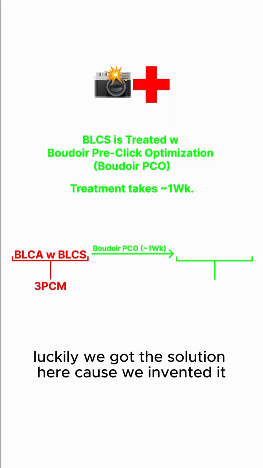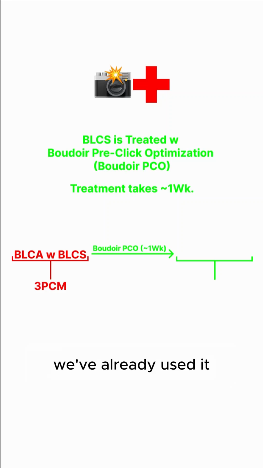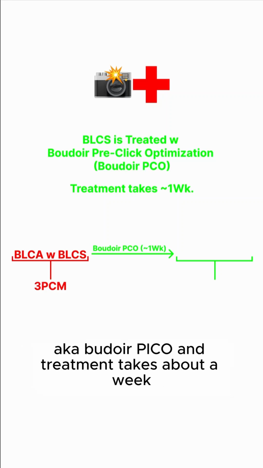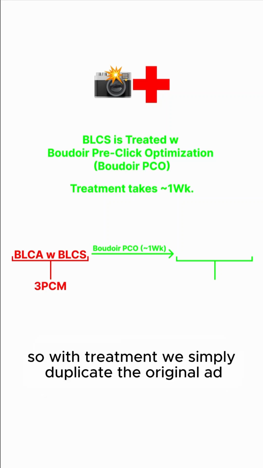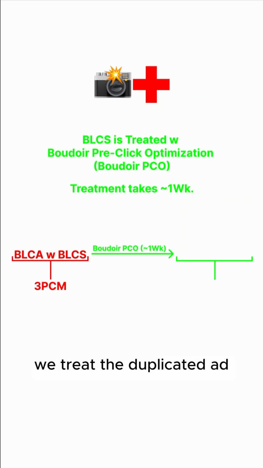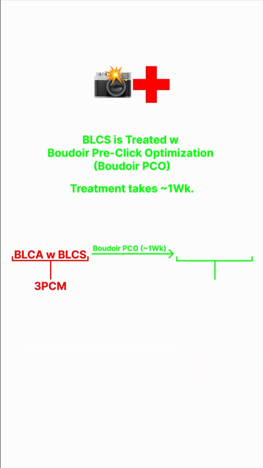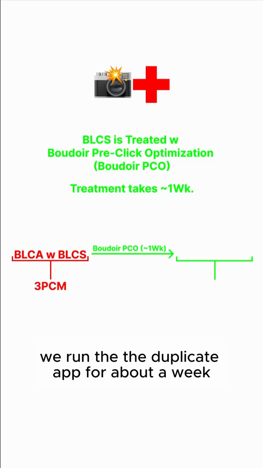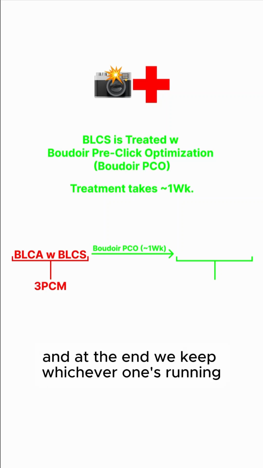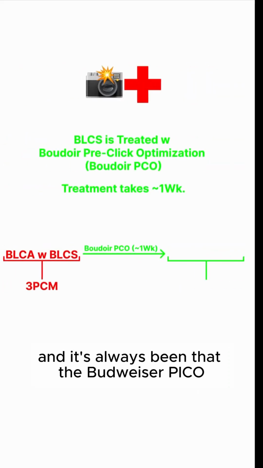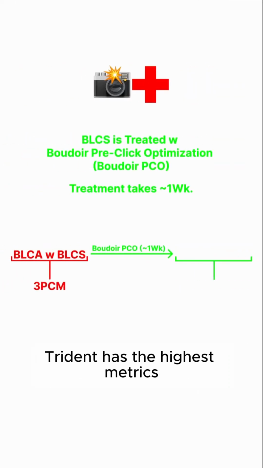Luckily, we got the solution here because we invented it. We've already used it. BLCS is treated with boudoir pre-click optimization, aka boudoir Pico. And treatment takes about a week. With treatment, we simply duplicate the original ad, treat the duplicated ad, and leave the original as it is. We run both for about a week, and at the end, we keep whichever one has the highest metrics. And it's always been that the boudoir Pico treated ad has the highest metrics.